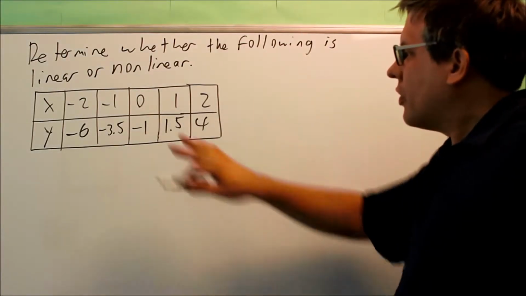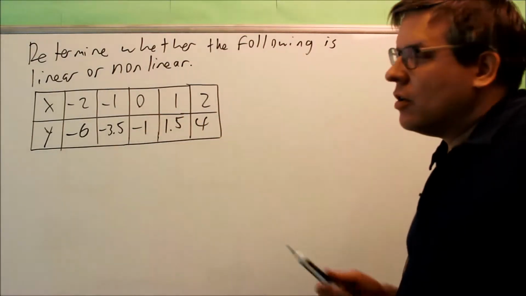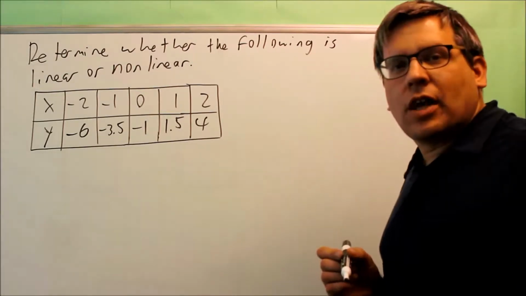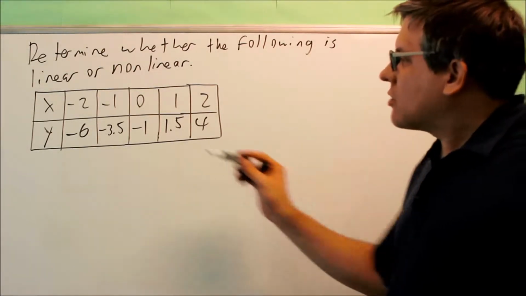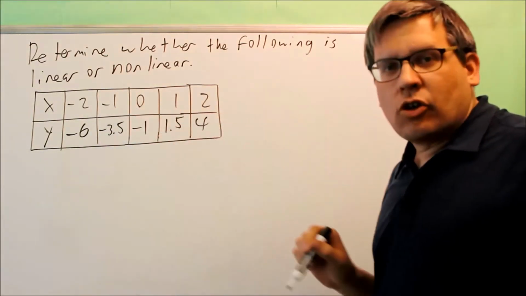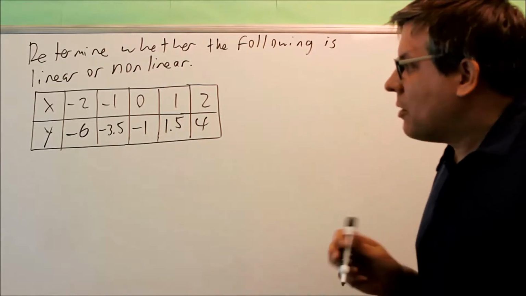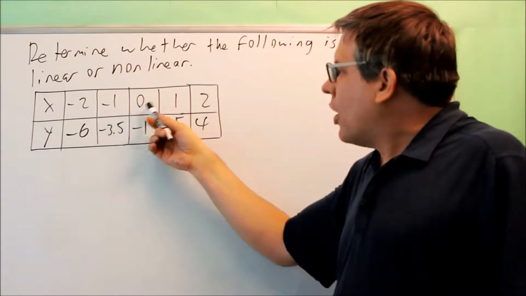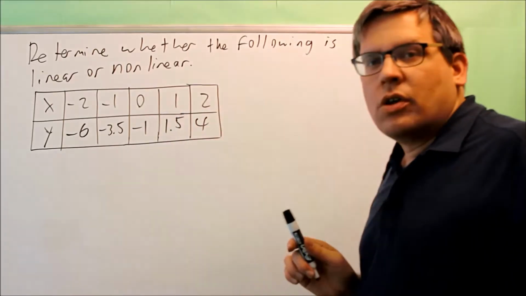We want to determine whether this is linear or nonlinear. Now, when you talk about whether something is linear or not, that means that every time the x goes up by a certain amount, the y is going to go up exactly the same amount all the time. Now, if we notice here, each of these goes up by 1, so that's constant all the way through.